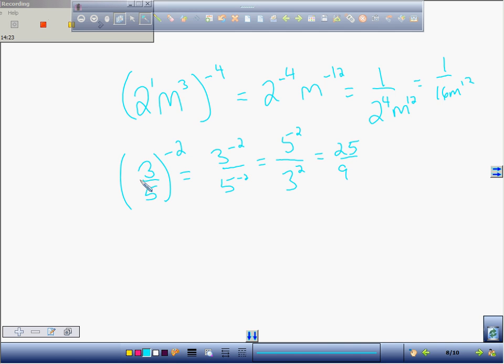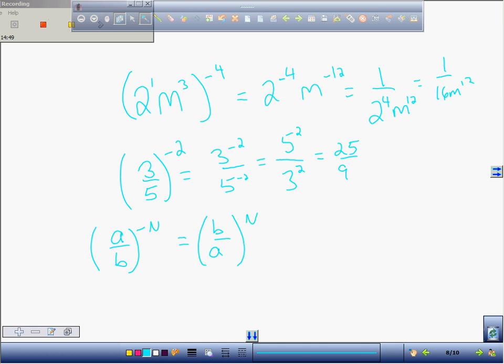Okay? Or an easier way to remember it is if you have a fraction raised to a negative power, you can flip it over and change it to a positive power. So if you have a over b raised to the negative n power, that's equal to b over a raised to the positive n power. That's another good rule to write down, to remember. Okay? You should be writing that down, this one right here.